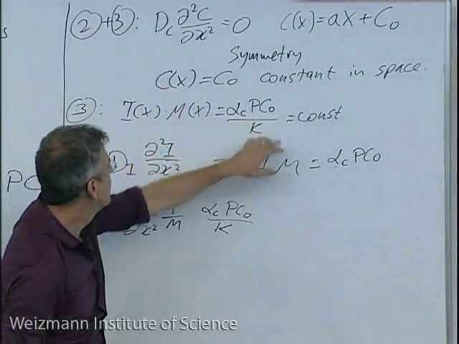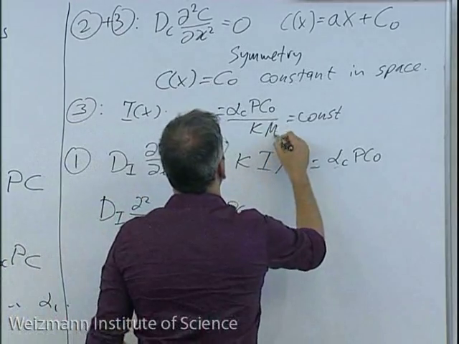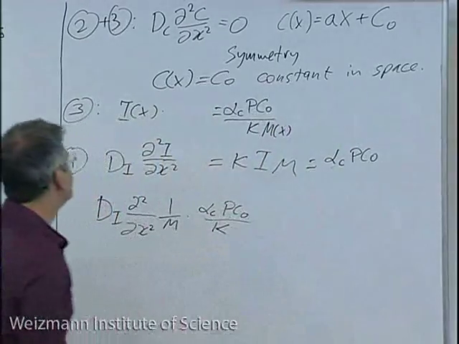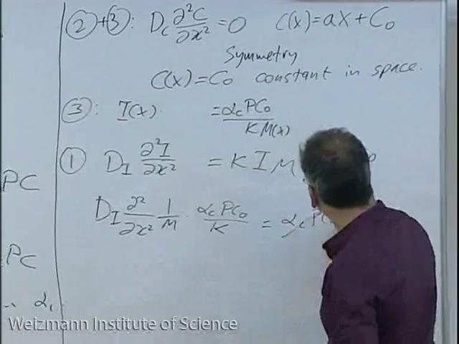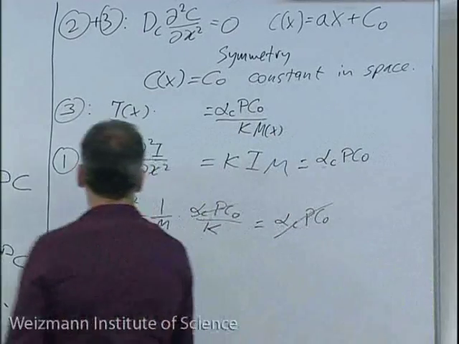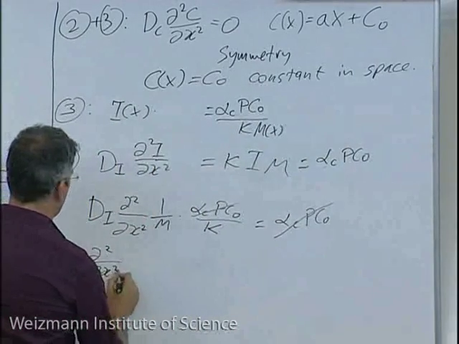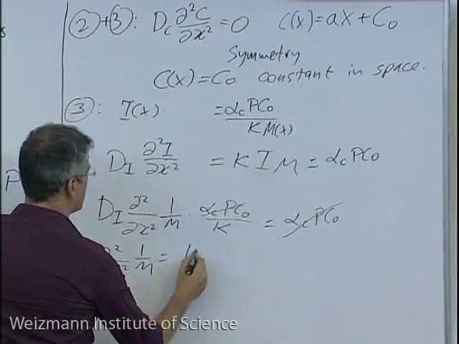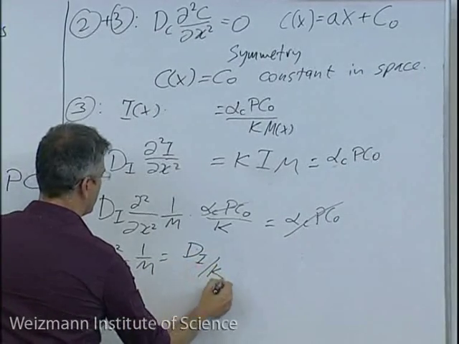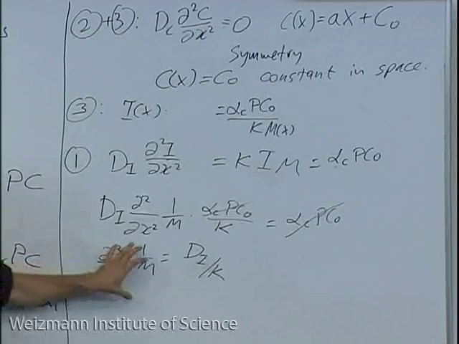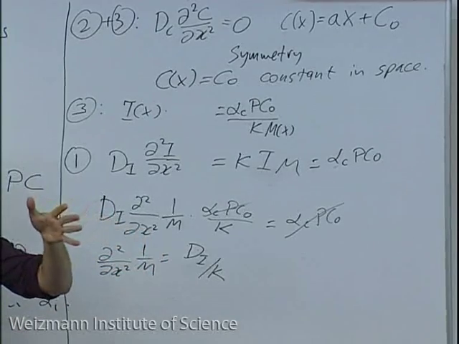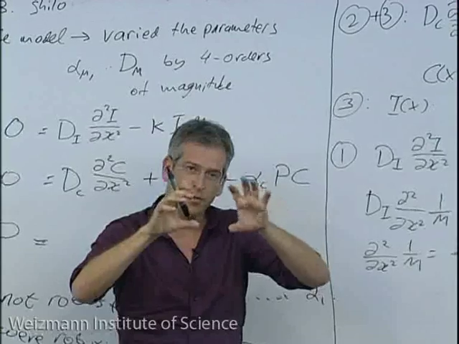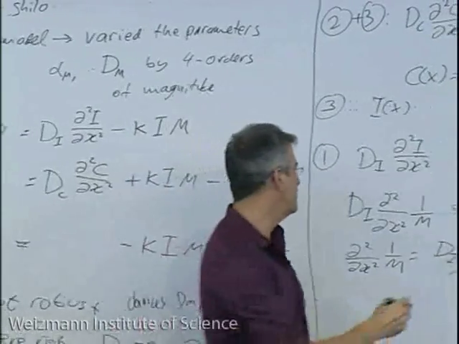Right? Because I equals this, and that equals alpha C P C0, so this falls out. Nice. And I get an interesting thing. The second derivative of 1 over M is just a constant. What function has a constant second derivative? A parabola. The linear term vanishes when I take the second derivative, and the square term gives me the coefficient.